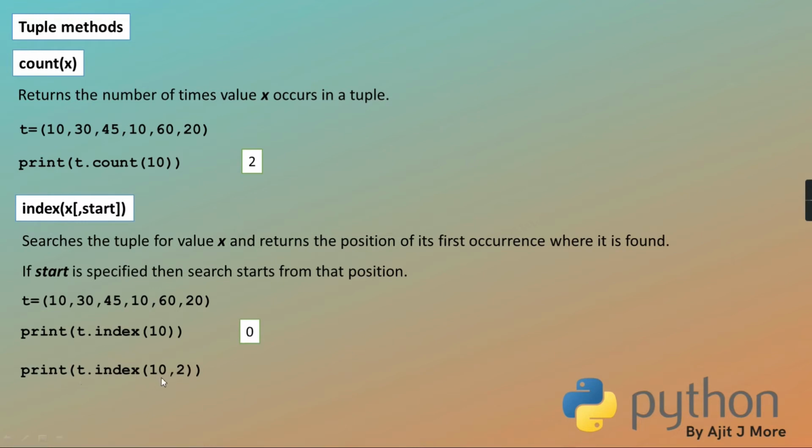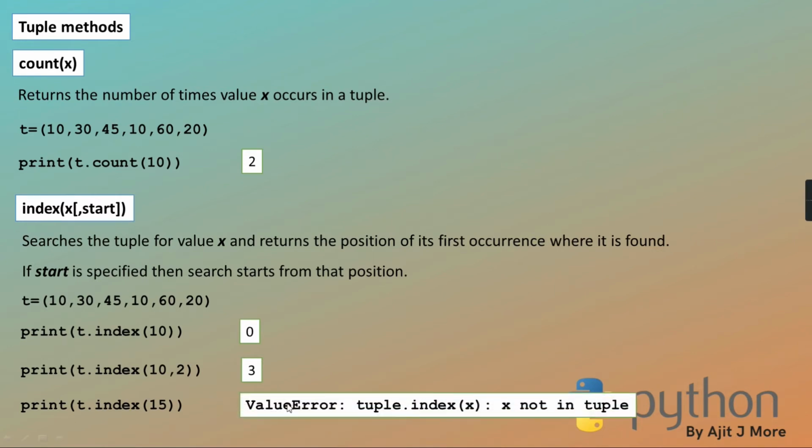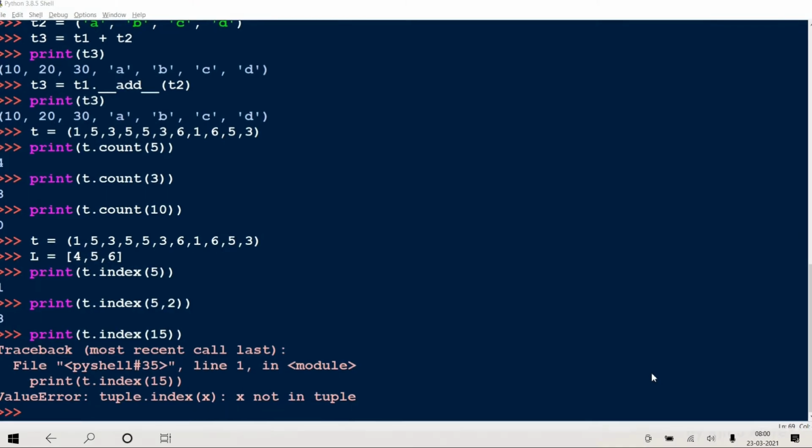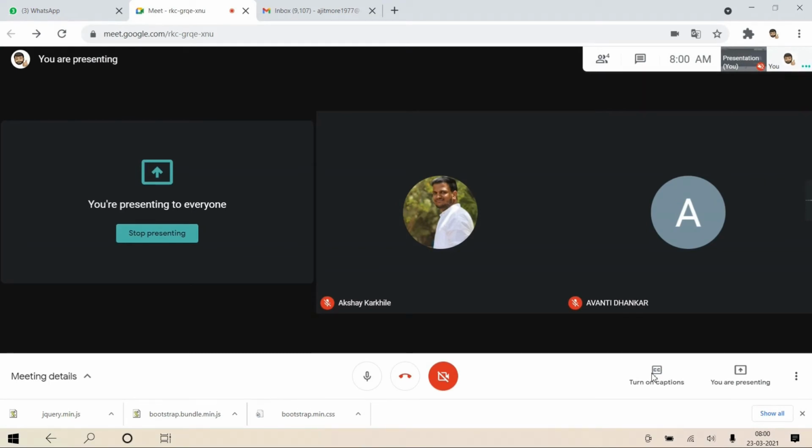If I write t dot index 10 comma 2, from second position it is searching for 10. So from second onwards 10 is present at 3rd place, so it will return 3. And if I give such an element which is not present, it will throw ValueError, telling that element x is not in tuple. Hope it is clear, right? All of you, just give me confirmation.